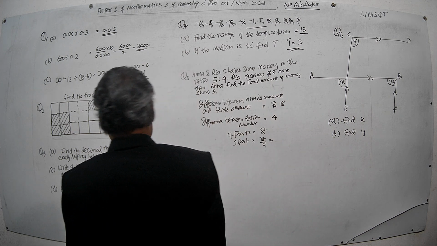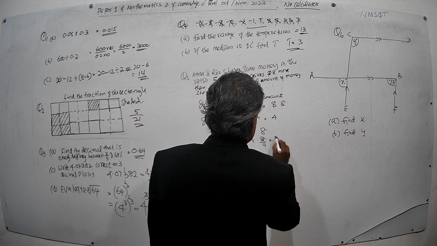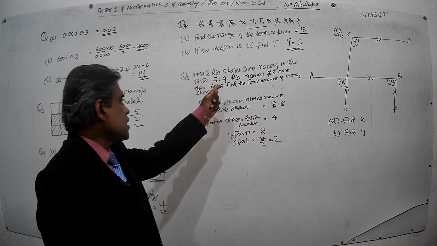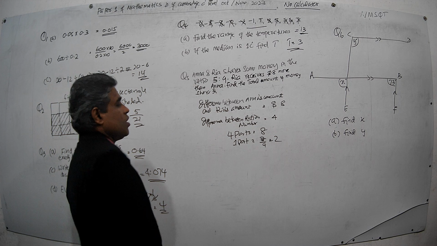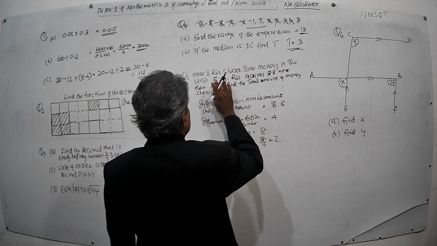It is 2, right? These two. That means one part is 2. Now, how many parts is the total amount? The one part is 2. How many parts is the total amount? The total amount is 14 parts.